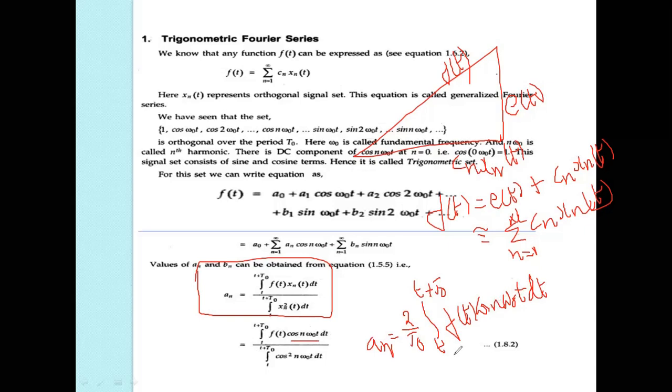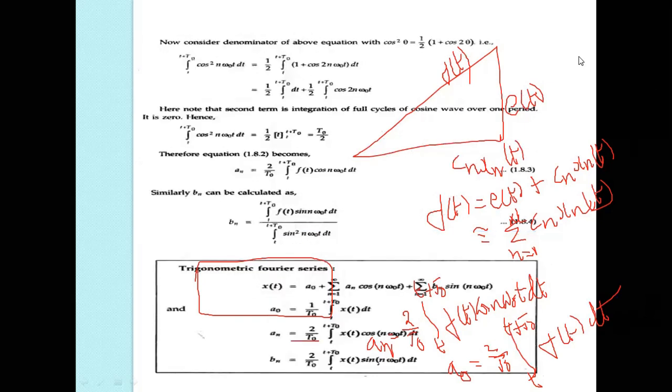By substituting n equal to 0 here, we get a0. That is also 2 by t naught, the integral from t to t plus t naught, of f of t times cos 0, which is 1, so f of t dt. The same function we got here. So for cos square n omega naught t, after the derived expression, we got t naught by 2 in the denominator, and in the numerator 2 by t naught. An is equal to 2 by t naught, the integral from t to t plus t naught of f of t cos n omega naught t.